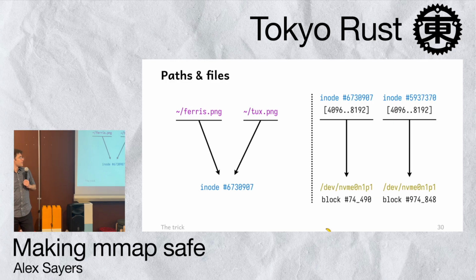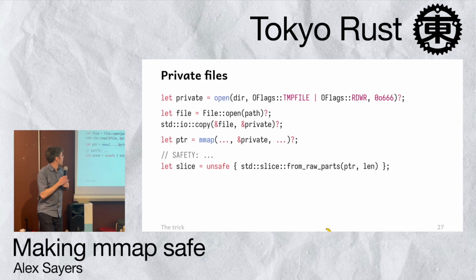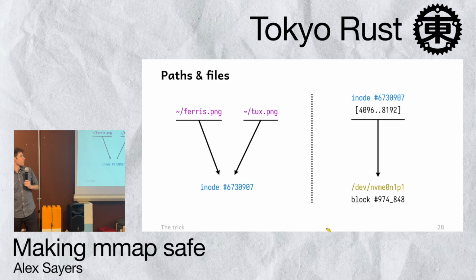Oh, and here I'm copying the file contents with std::io::copy. Through the magic of specialization, this will actually resolve into a call to the copy_file_range syscall, which will try to do this copy acceleration trick with the ref links.